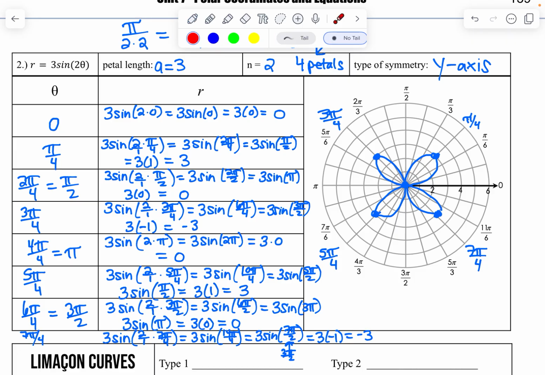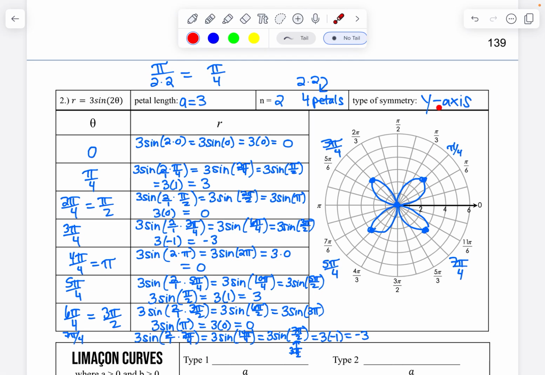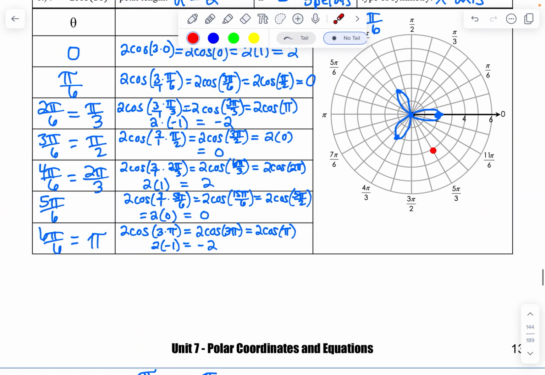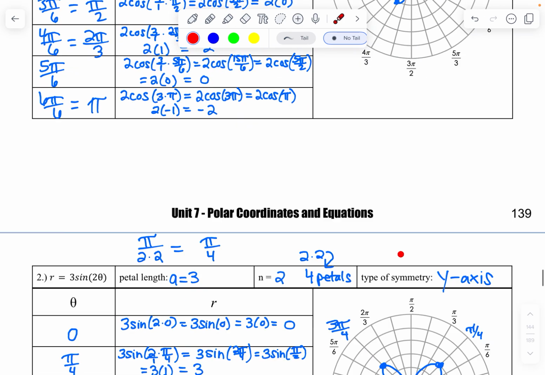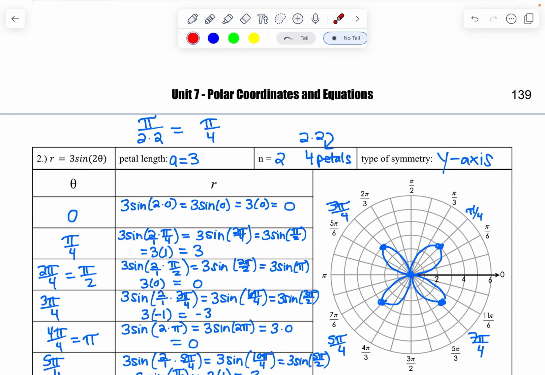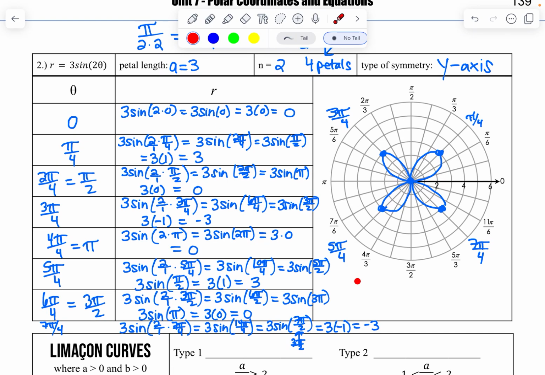So there's my pretty flower with 4 petals this time. The last one had y-axis symmetry, so if we would fold it along here, everything's going to match up. Whereas this one, for it to be symmetrical, we have to cut it with the x-axis. If we fold it over the x-axis, everything would line up. And again, that's determined by whether it has cosine or sine in it. So those, again, are called rose curves. They just have a times the sine of n times theta, or a times the cosine of n times theta.